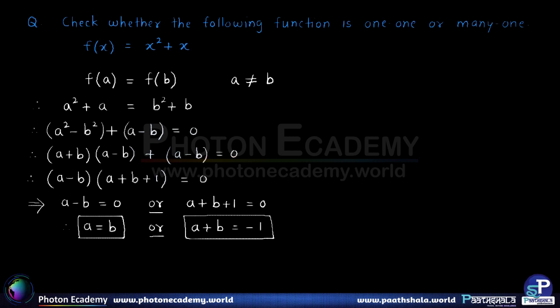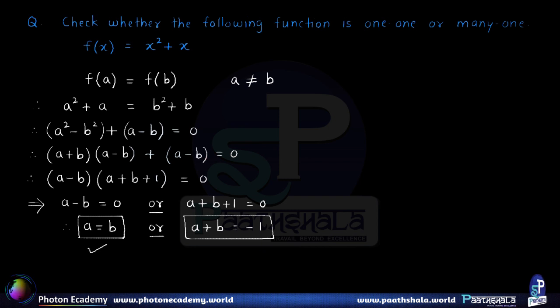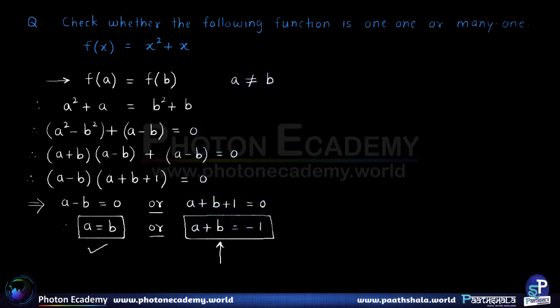So it means that it is not always true that a is equal to b, but there is another possibility also that a plus b could be equal to minus 1, which still makes f of a equal to f of b. So therefore we are not decidedly getting a equal to b as the only conclusion from the given starting point. Hence the function is not a 1-1 function, but it is a many-to-one function. So that's how we find out whether the function is 1-1 or many-1.